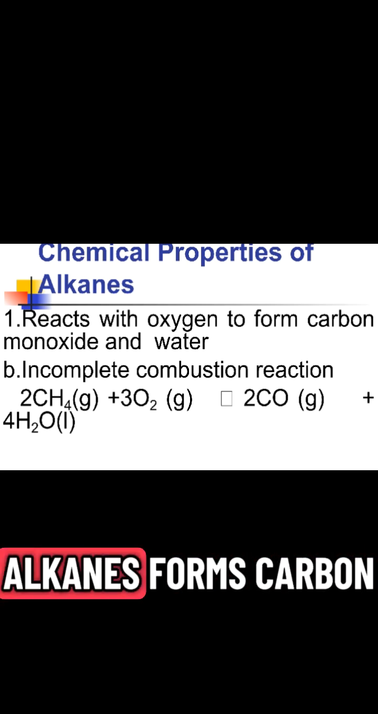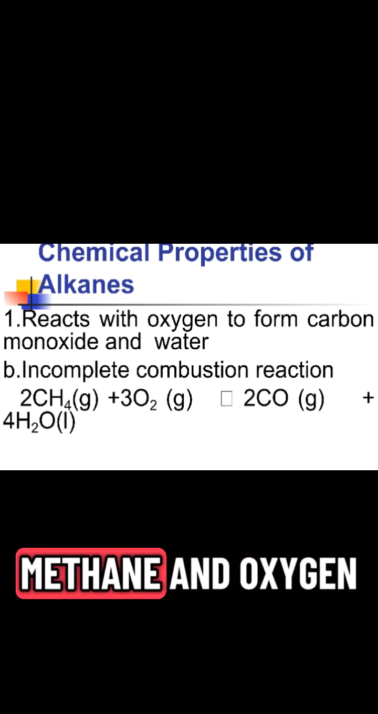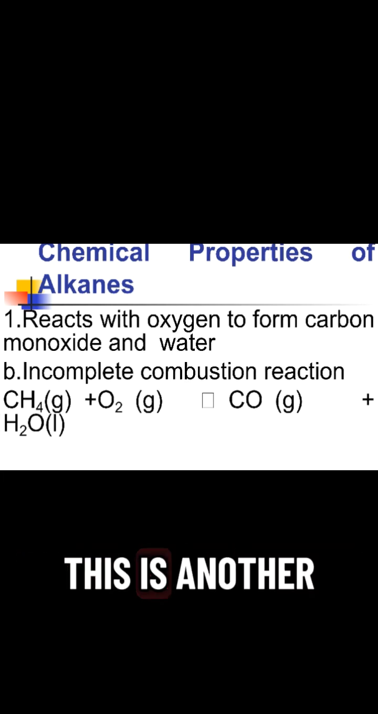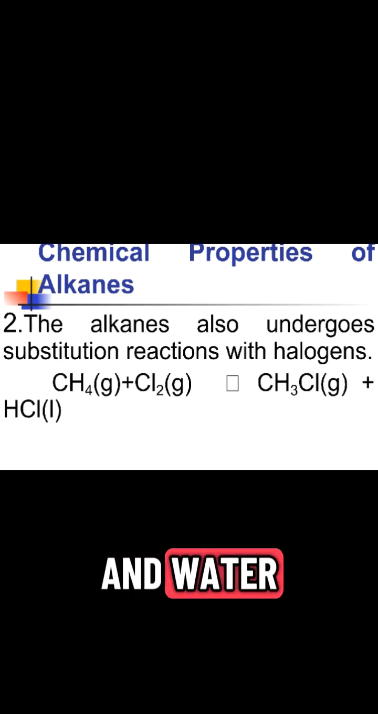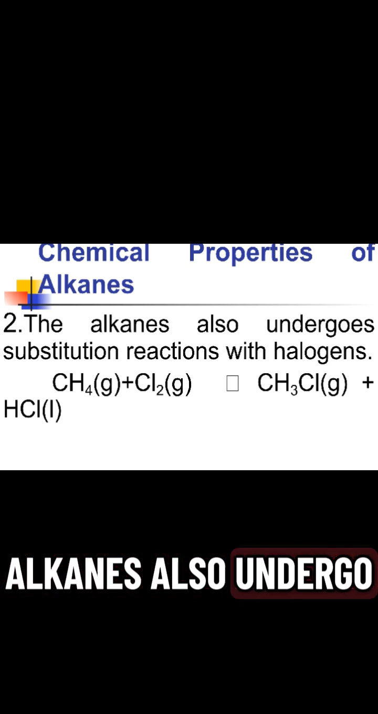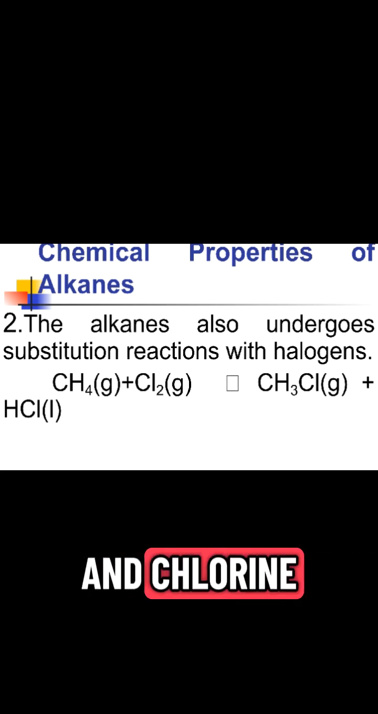Incomplete combustion of alkanes forms carbon monoxide and water, as shown in this reaction with methane and oxygen. This is another example of incomplete combustion of methane forming carbon monoxide and water. Alkanes also undergo substitution reactions with halogens, such as the reaction between methane and chlorine.